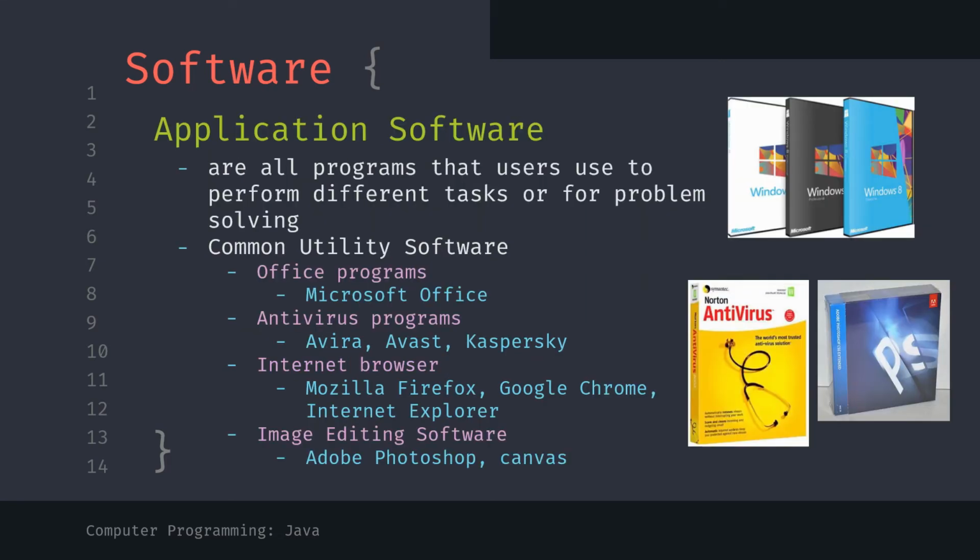Next is application software. These are all programs that users use to perform different tasks or for problem solving. Examples of these are utility software like Office programs, antivirus programs, internet browsers, and image editing software.